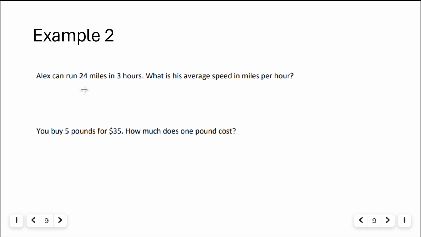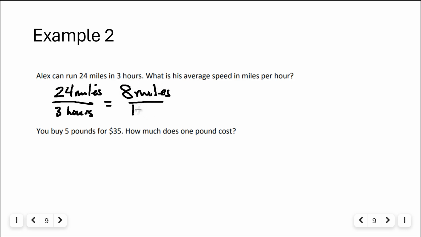All right, so here's the idea. You kind of already know how to do this. Alex can run 24 miles in 3 hours. What's his average speed in miles per hour? We want to know how many miles he can run in 1 hour. So he can go 24 miles in 3 hours. So if I divide 3 into 24, I get 8 miles for every 1 hour. Or I can divide both of these by 3. It does the same thing. And I get 8 miles per hour.